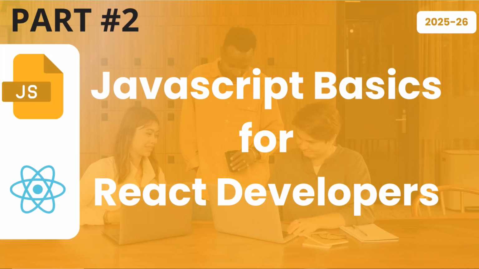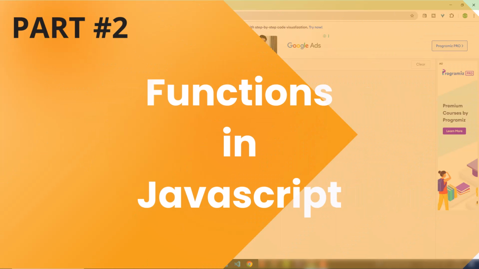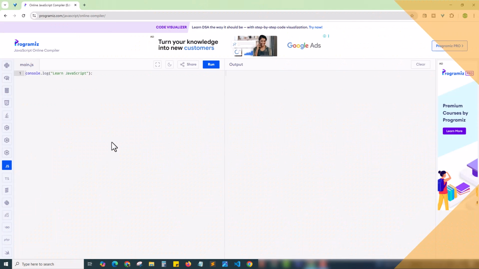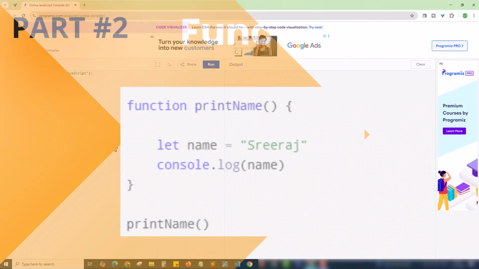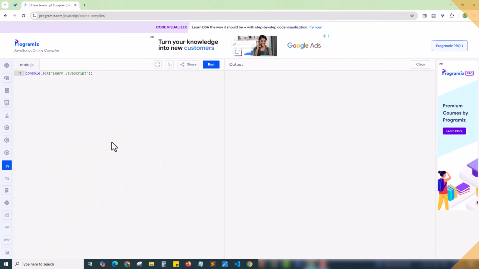This is chapter 2 of our JavaScript series for React beginners. In this chapter we will be discussing functions in JavaScript. Functions are very important in JavaScript. Using functions we can perform a lot of tasks which can be repeated any number of times, so only one time we need to write the code.